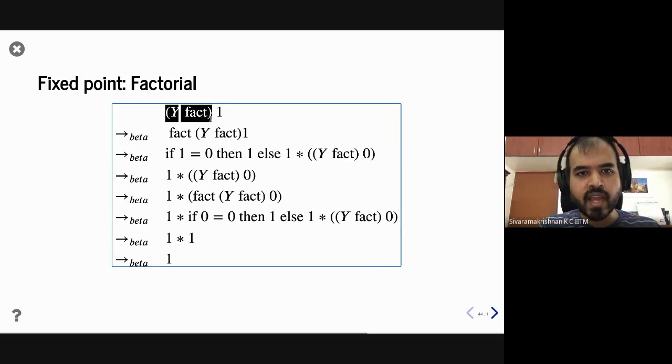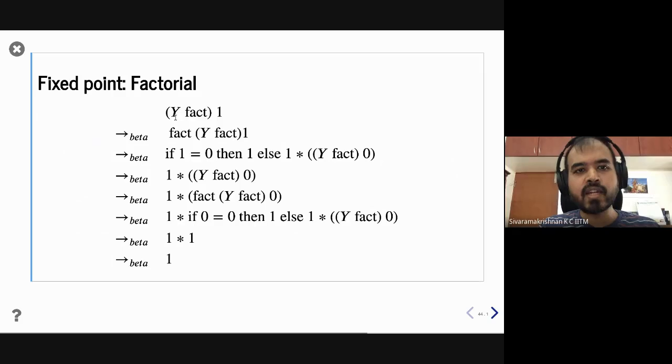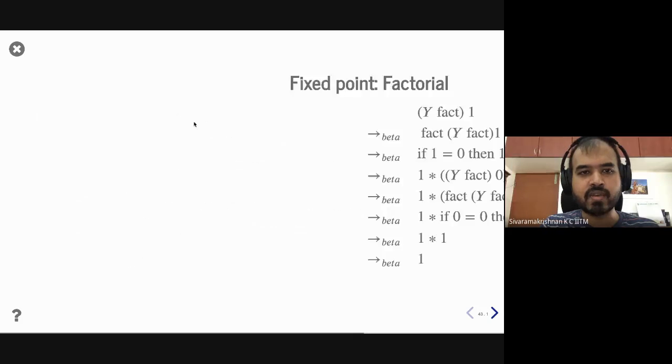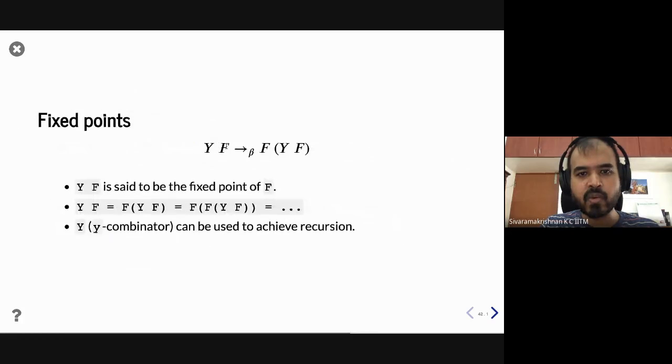So this is Y of fact. And we know that any Y of f can be expanded to f of Y of f. That is what we've seen here. Given any Y of f, you can always beta reduce it to f of Y of f.